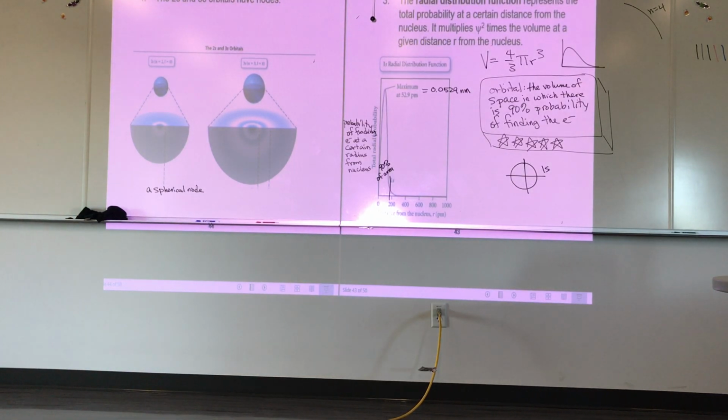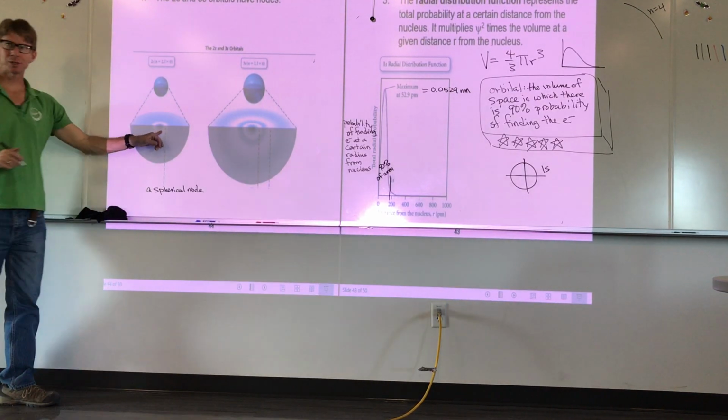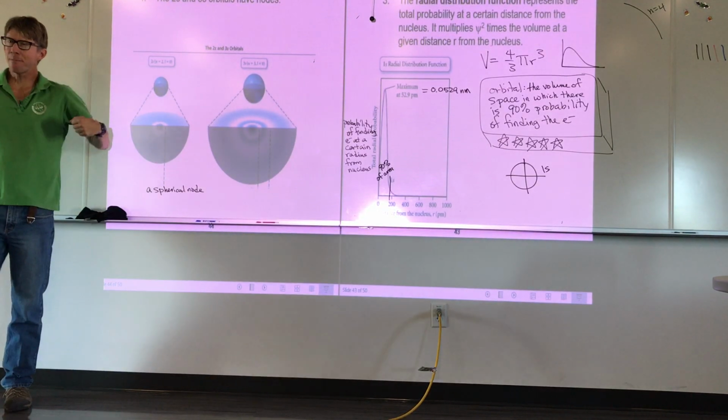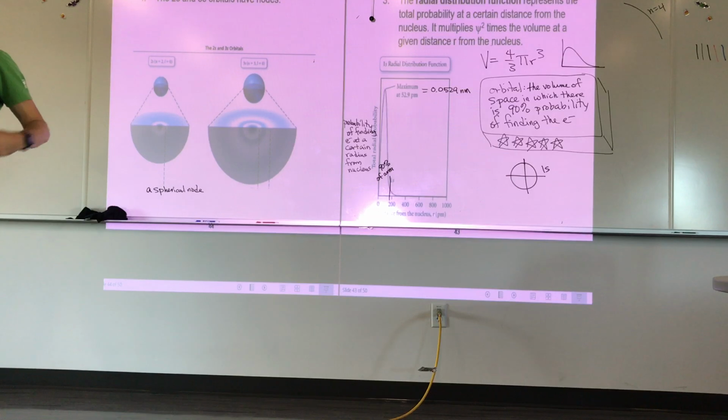A node is a surface. In this case, it's a surface of a sphere. That sphere is where the electron cannot go. 0 electron density. Here we have a spherical node. If you remember, what we said is we're trying to pack as many electrons as close to that nucleus as possible, but electrons repel each other.